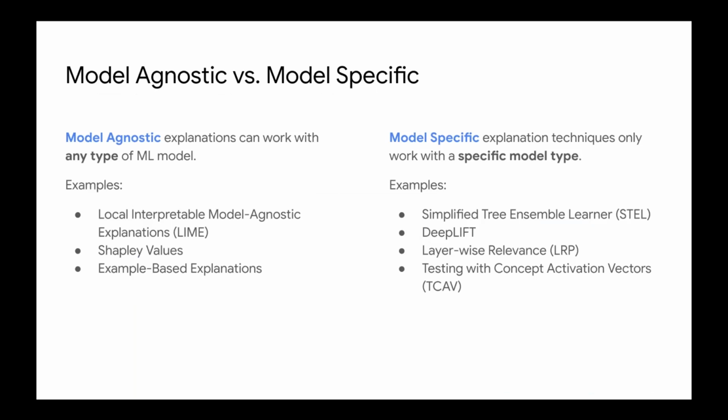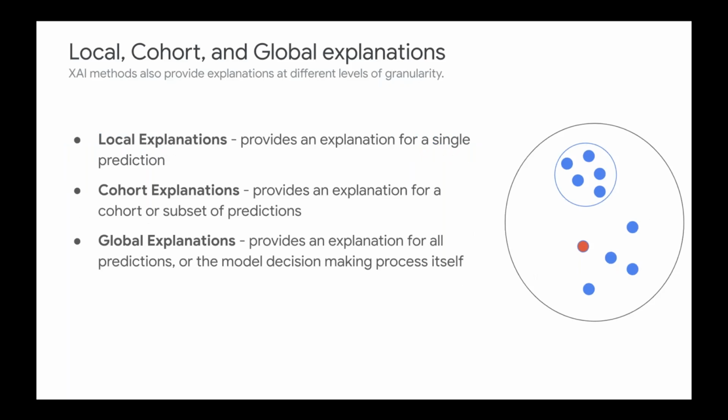And another thing to keep in mind is that some explanation methods are model agnostic. They can work on all types of models, and some are model specific. And they can also be provided at different levels of granularity. So local explanations, that's something that's explaining a particular prediction, a particular data point. Cohort could be a group or a data subslice or a sub data set, and you're providing an explanation for that cohort of behavior. Or global could be explaining the general model, the model decision-making process.